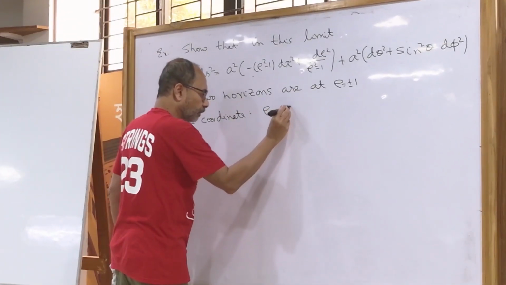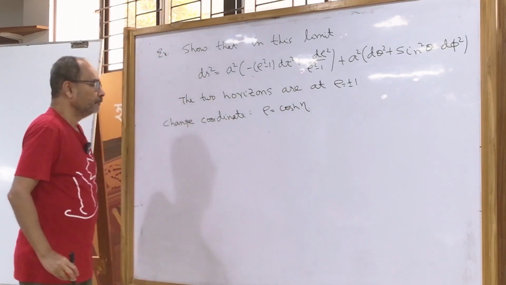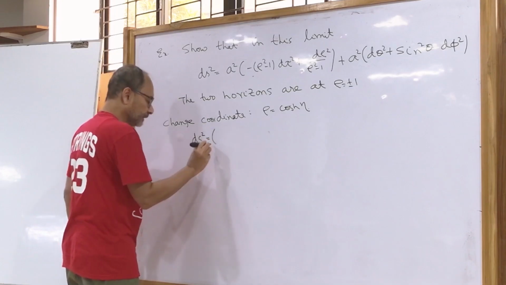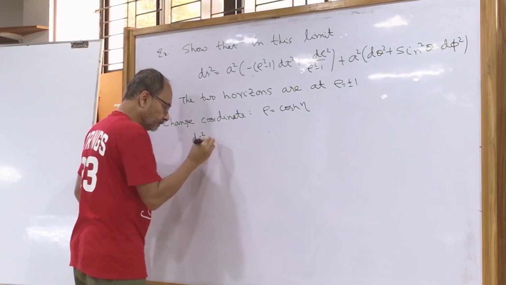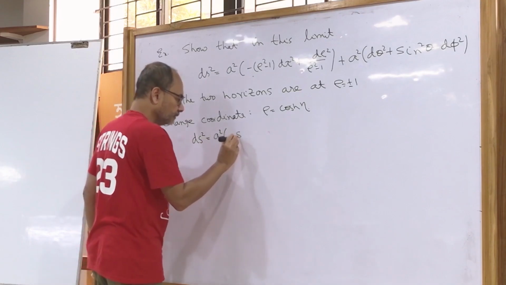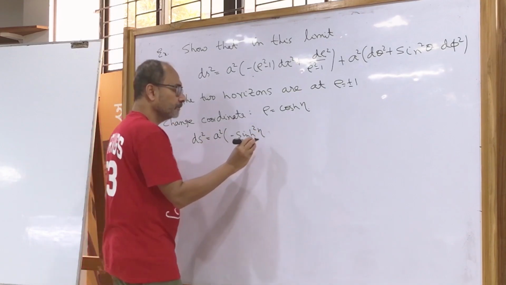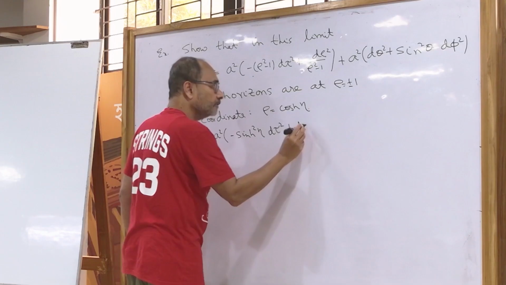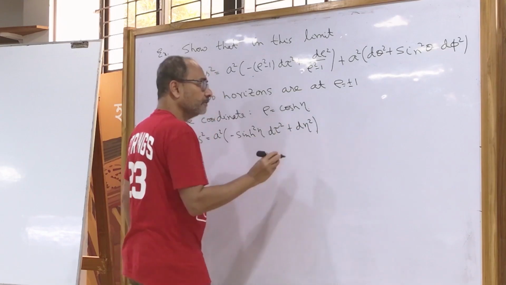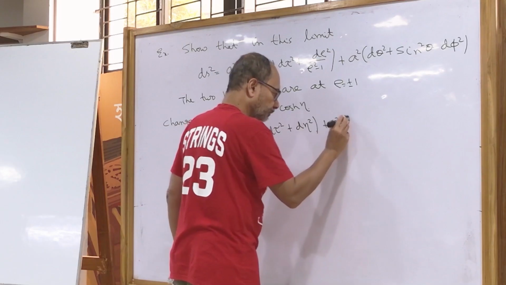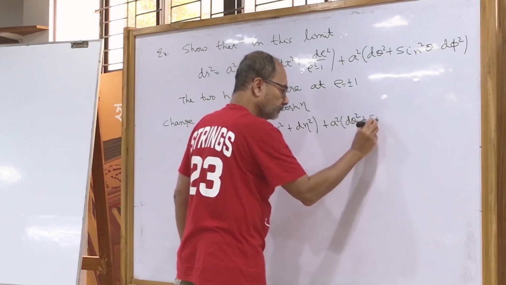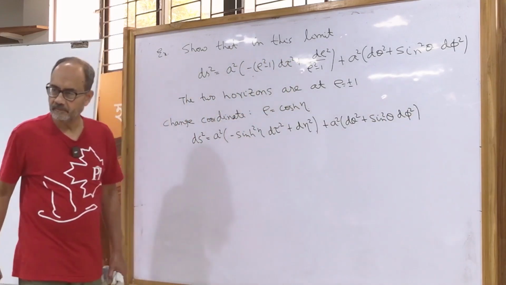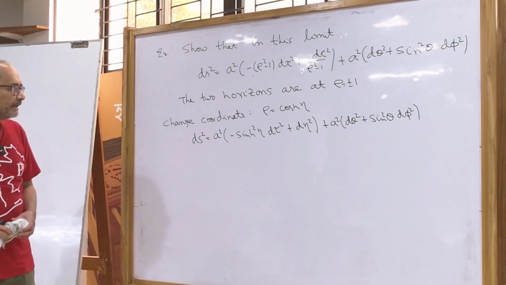Rho equal to cos hyperbolic eta, and then this ds square becomes... Okay, this is again straightforward.